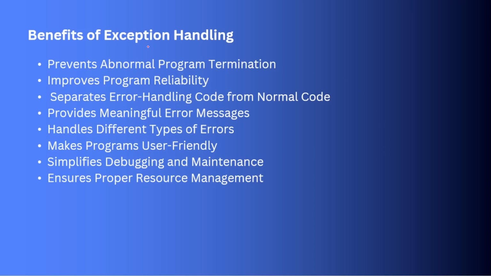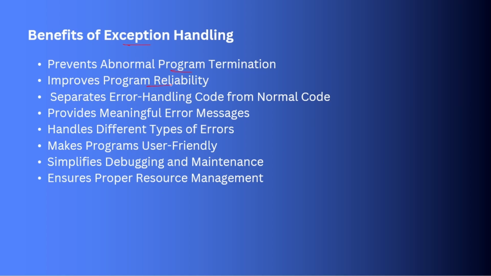So the last topic of this chapter is the benefits of exception handling. In this chapter, we have already seen what exception handling is, why we do exception handling, and how we do exception handling. So what are the benefits? I think this is now kind of clear already. First, it prevents abnormal program termination. Exception handling prevents the program from terminating abruptly. The program will not end suddenly whenever a runtime error occurs. Instead, the program handles the error gracefully and continues execution.